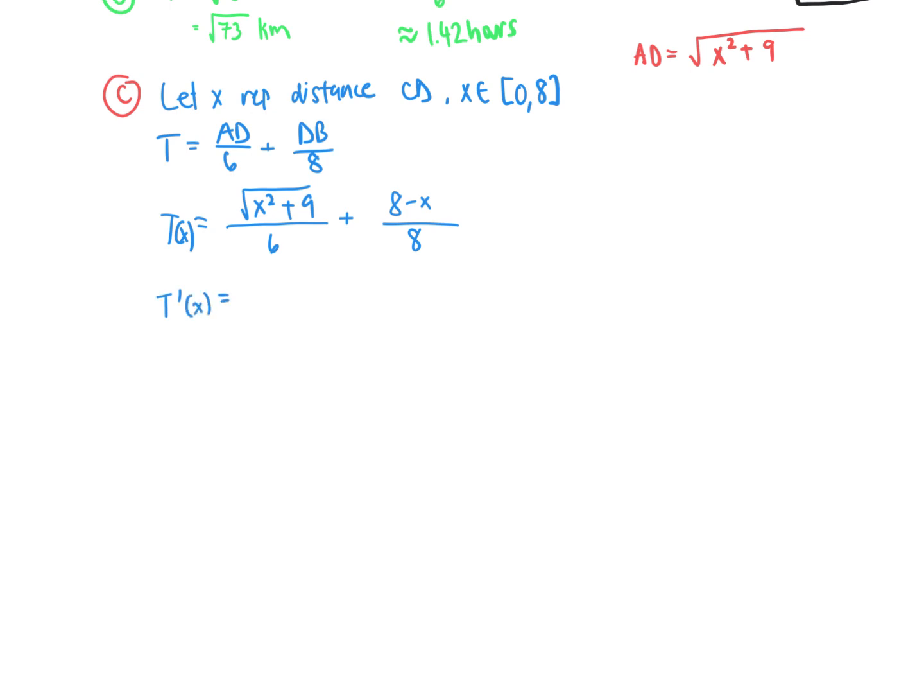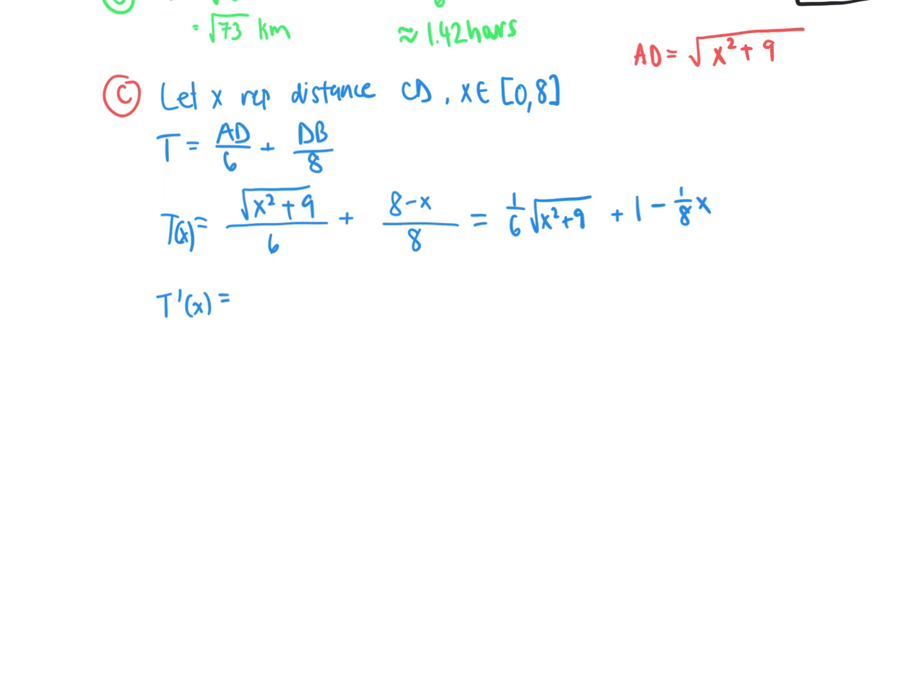So as a reminder, when you have something over that integer, it is just a fraction coefficient. So before I go to my derivative, I'm actually just going to write this as 1 over 6 square root of x squared plus 9 plus, and then 8 divided by 8 is 1 minus 1 over 8x. That looks a little nicer. Now I'll take the derivative.